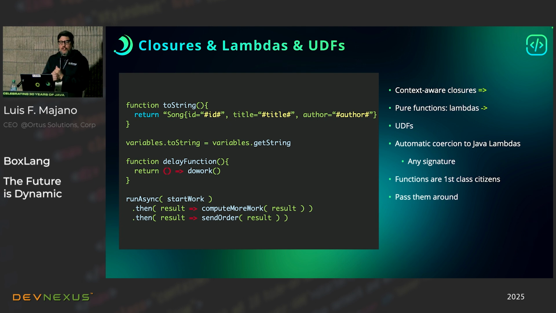Okay? We also do automatic coercions. So if you're interacting with a Java library that requires lambdas and specific functional interfaces, we'll take care of that from BoxLang. We've actually done every single functional interface in the JDK or in your own applications. It will look at them and it will convert our BoxLang closures or lambdas to adhere to those functional interfaces. And the cool thing is that you can also pass all these functions around just like objects. So you can define a closure or define a lambda and pass it around just like any other object.